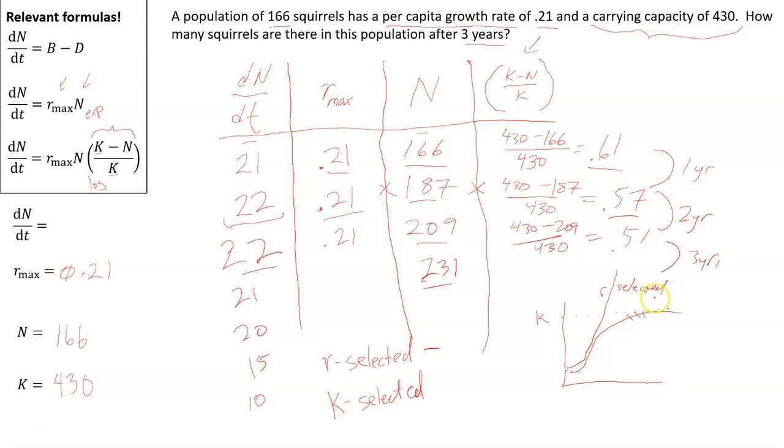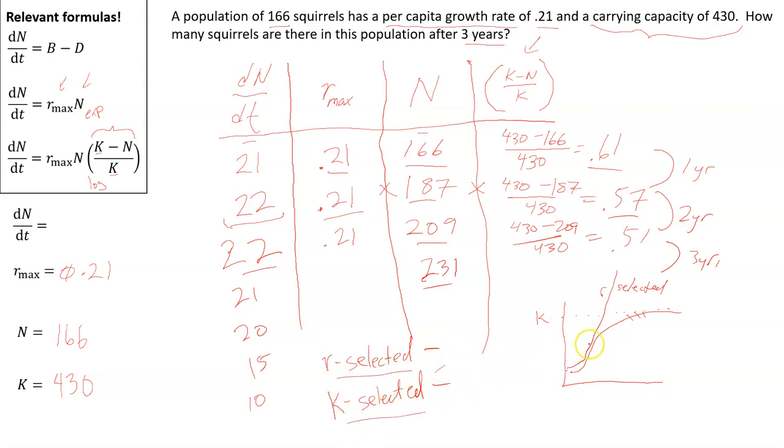Now, K selected species tend to be dependent upon this K, or carrying capacity. They tend to have more parental care, less offspring. Humans are a good example of this. Elephants are a good example of K selected species. Good examples for R selected species are most insects. Lots of fish are R selected species. So this is just a way to think about species and how they interact with their environment.